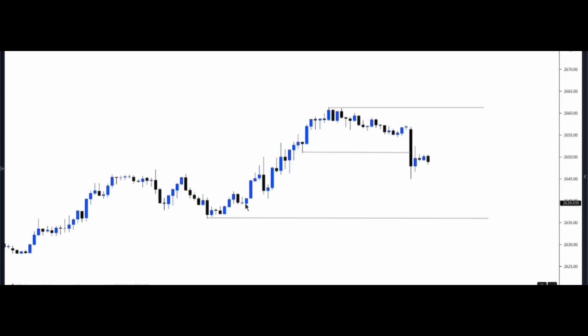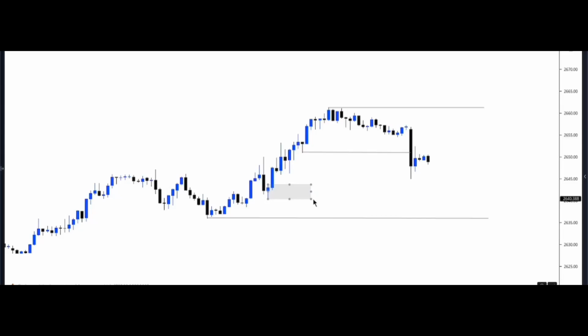Okay, and as you can see, where is the extreme OB here? Well, the extreme OB is supposed to be this one, but it's already mitigated. So we can't use that. And now, where is the next one we can use? We can actually make use of this one here. As you can see, that one is not mitigated.